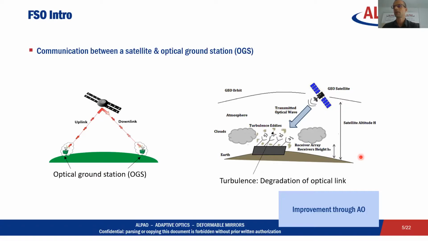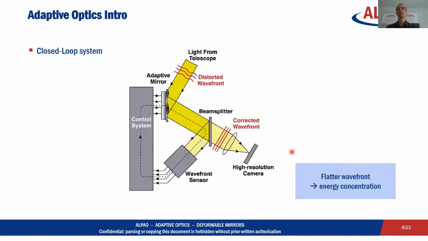All of this leads to a constantly changing medium, which degrades the optical link, and therefore it causes fading at your optical receiver. This can be improved through an adaptive optics system, and we see on the next slide how this is working.